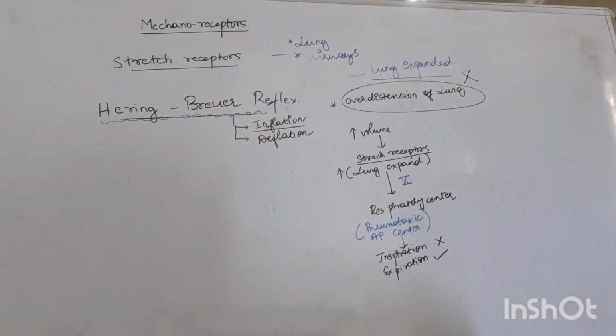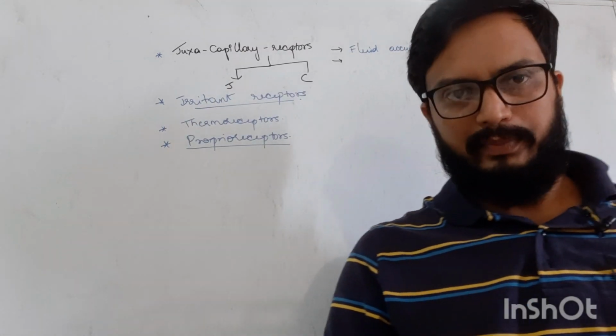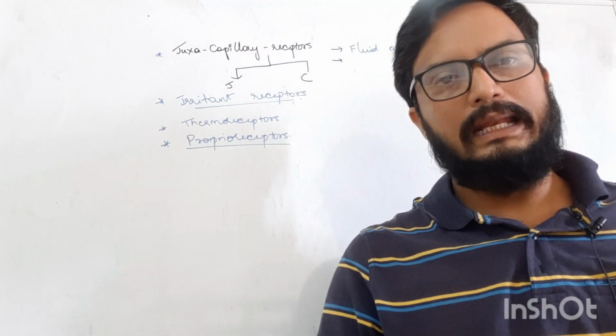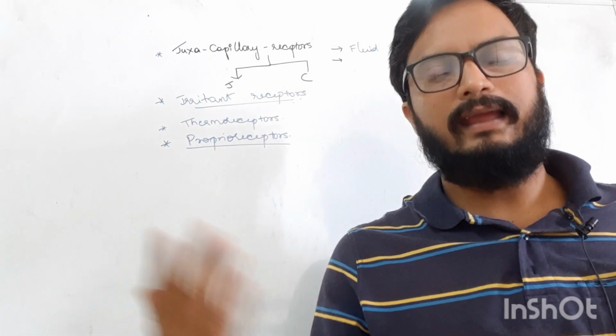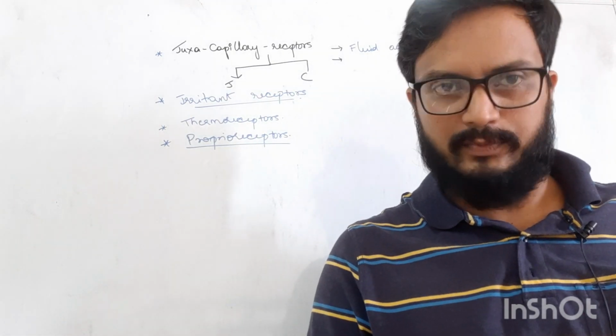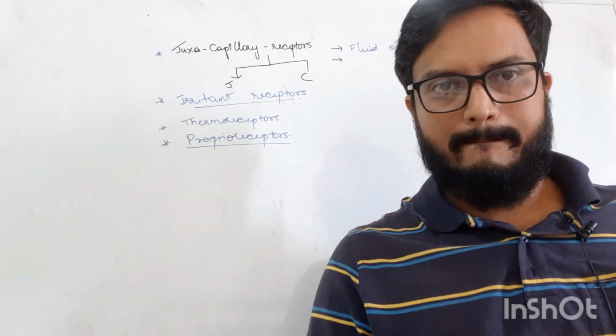Whenever there is deflation, it can stimulate the respiratory center to take inspiration, to prevent expiration and to trigger the inspiration process. The other types of receptors can also have their innervation to the respiratory centers, so that they can either increase the respiration or decrease the respiration, or they can even stop it for a very brief period of time.